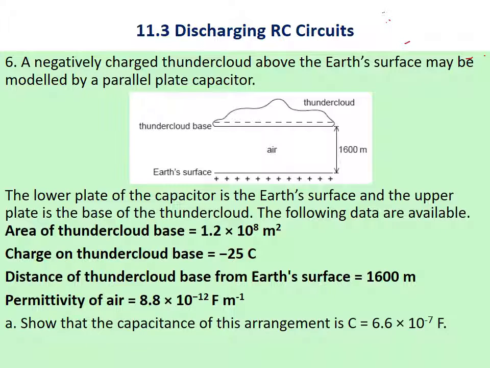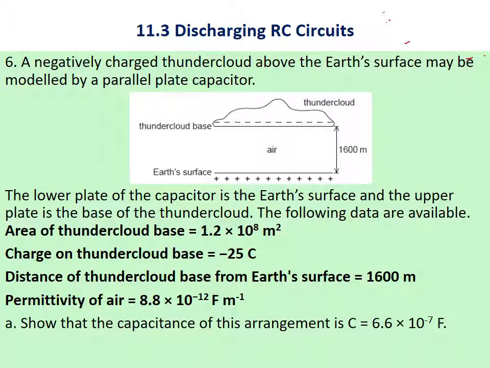A negatively charged thundercloud above the Earth's surface may be modeled by a parallel plate capacitor. The lower part of the capacitor is the Earth's surface, and the upper part is the base of the thundercloud. The following data are available. Area of thundercloud base is 1.2 times 10 to the 8 meters squared. Charge on thundercloud base, negative 25 coulombs. Distance of thundercloud base from Earth's surface is 1,600 meters. Permittivity of air, 8.8 times 10 to the negative 12 farad per meter.